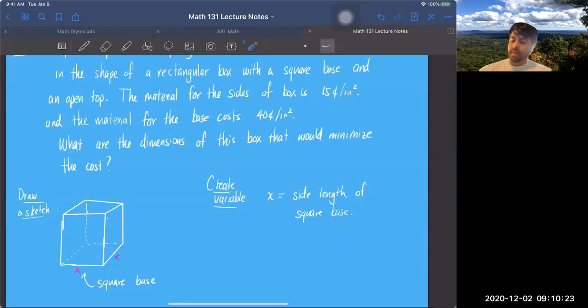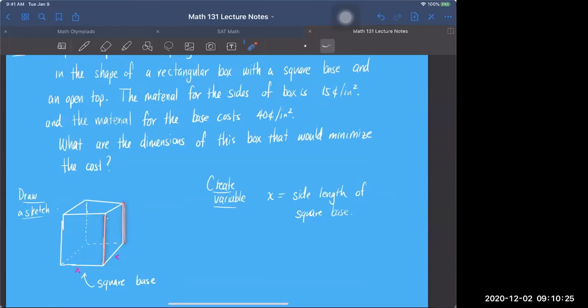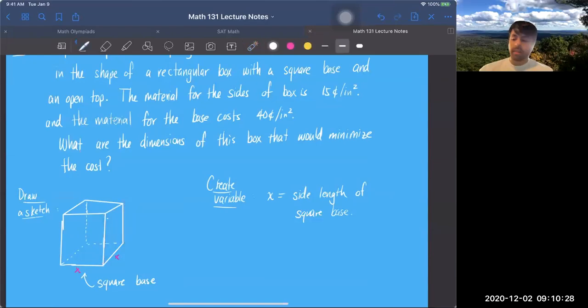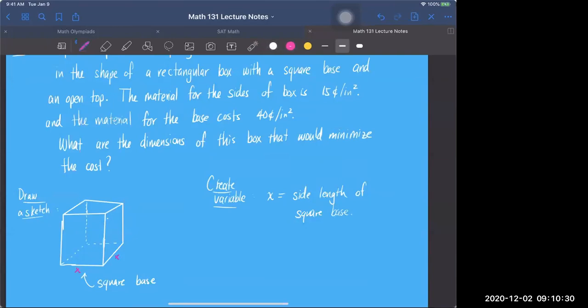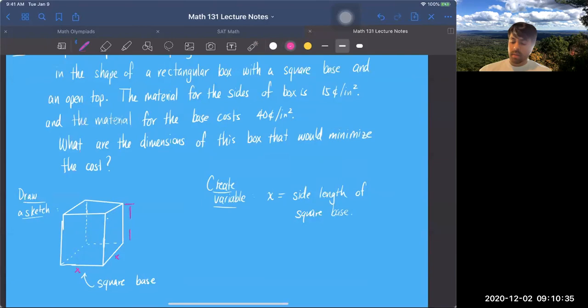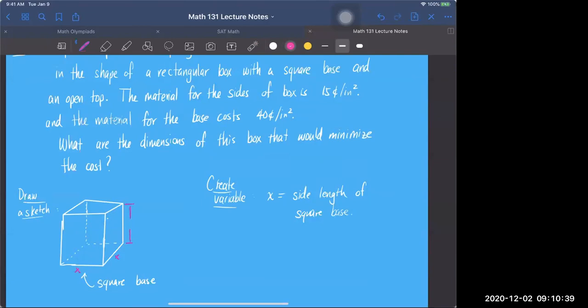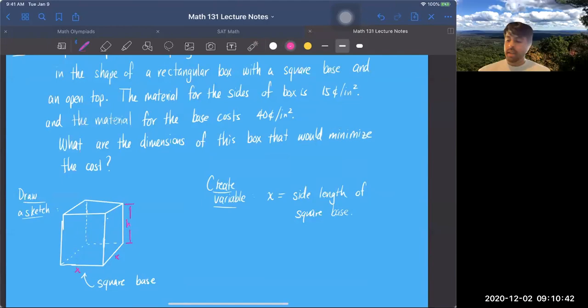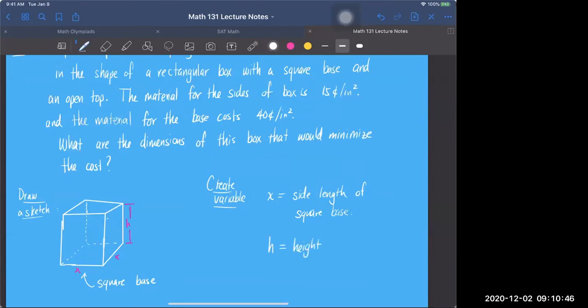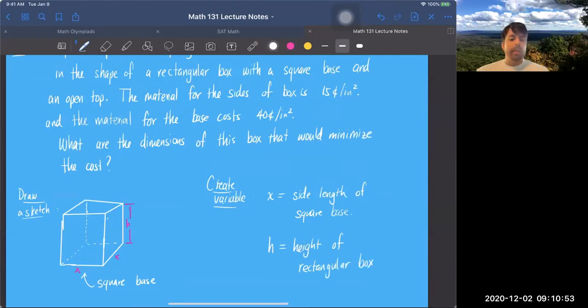This is known as what? Oh, the height. Do we know what the height is? No. So then what are we going to say? How do we represent the height? H. Makes sense, doesn't it? Yeah, H is the height of the rectangular box. Good. So we got X, we got X, we got H.